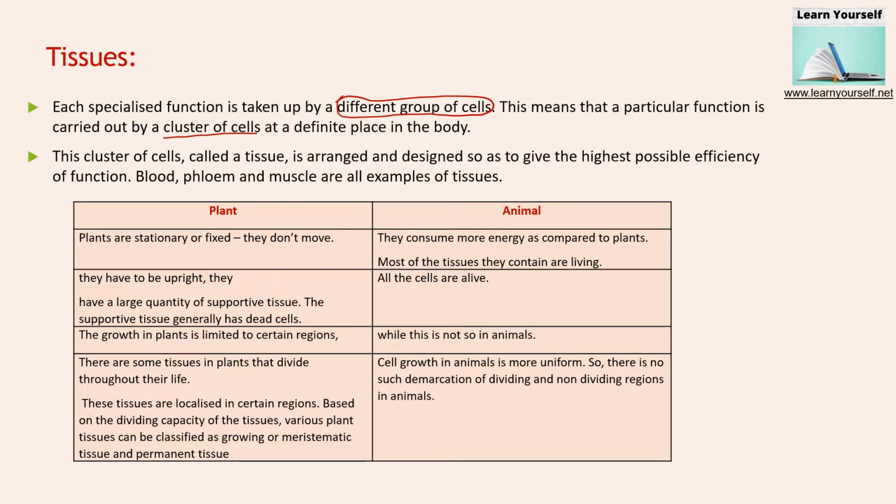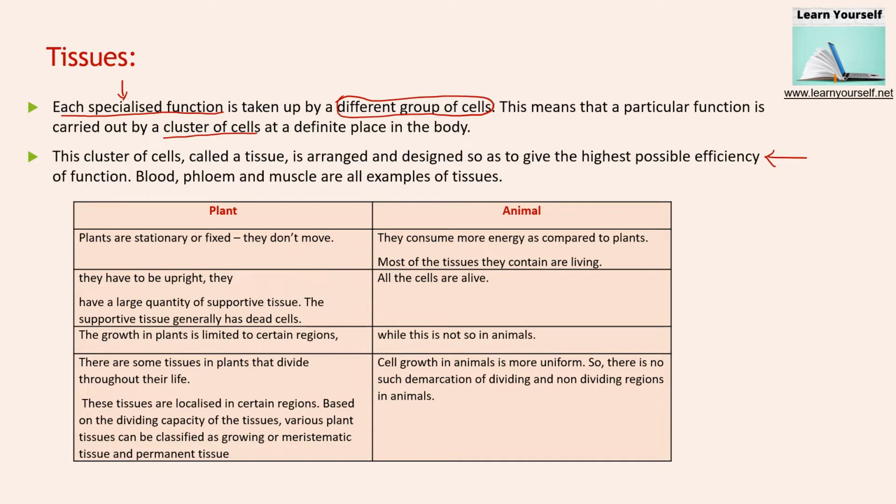So one specialized function is carried out by a different group of cells, and they are known as tissues in our body. This cluster of cells called tissue is arranged and designed so as to give the highest possible efficiency of the function. This is the main motive of tissue: different types of cells come together and perform a function in order to achieve the highest possible efficiency.